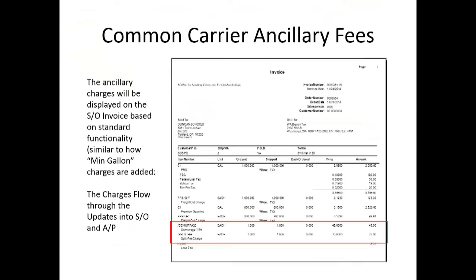So then the ancillary charges are displayed on the SO invoice based on standard functionality, similar to how the minimum gallon charges are added. So there's some options for how that's configured and displayed. Then the charges flow through the updates into sales order and over into accounts payable.